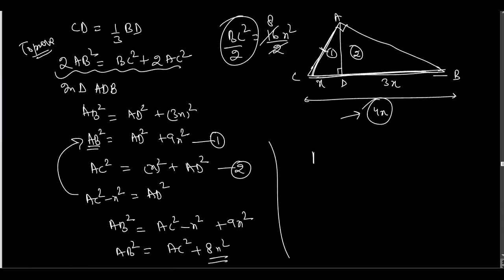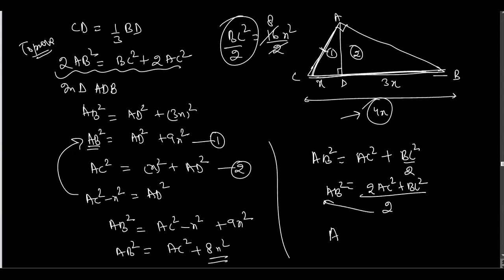So you can write here AB square is equal to AC square plus BC by 2 square. Now taking the LCM, you can write 2AC square plus BC square is equal to AB square. Now this 2 will go to that side. This will become 2AB square is equal to 2AC square plus BC square. Got it? Yes, sir. Please copy this one.